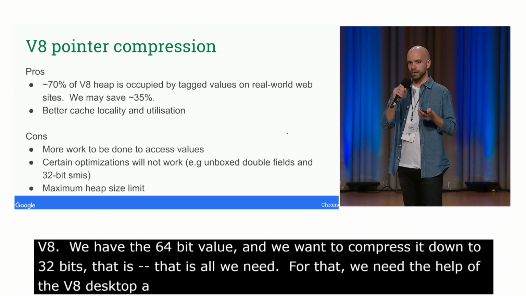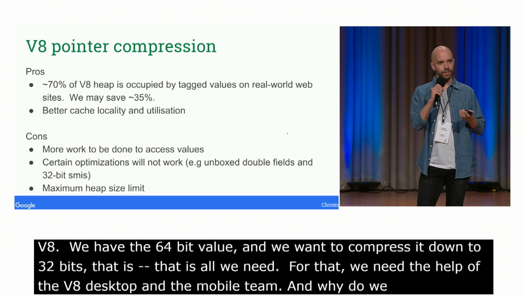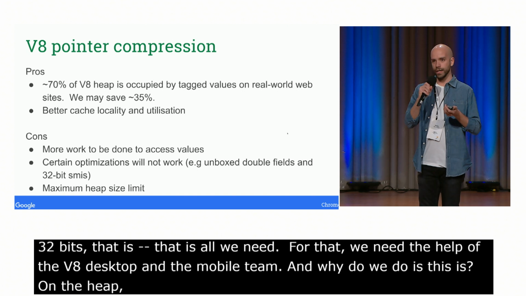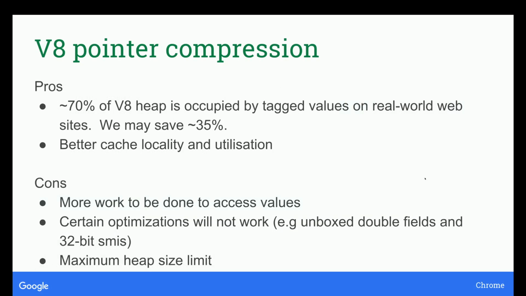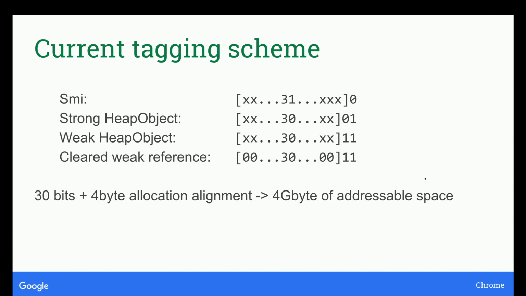Why do we do this? Because on the heap, about 70% of it is used by tagged values. So if we can compress them down to 32 bits, we will be saving about 35% of it. The bad part is that we need to do some more work. In the case that we want to use this 32-bit value, then we need to uncompress it.